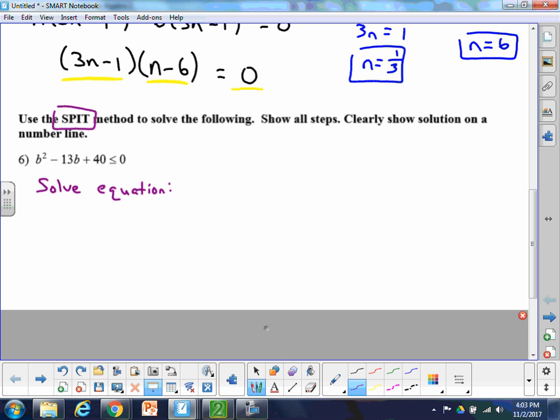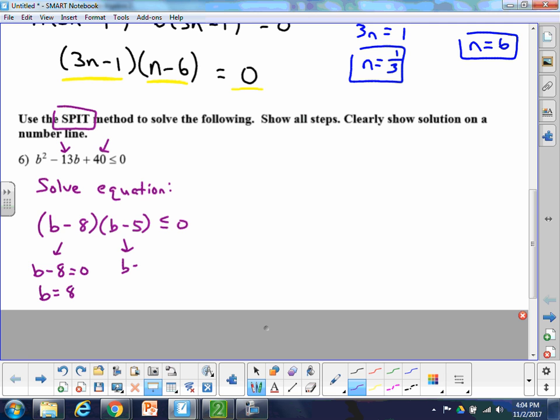I'm going to solve the equation by factoring. Similar to one of the previous problems, I'm looking for factors of 40 that'll add up to negative 13. So it sounds like negative 8 and negative 5. (b minus 8)(b minus 5). I'm writing less than or equal to, even though technically we're solving it as if it were equal to. But what I'm going to be able to do now is actually solve the equation. b minus 8 equals 0. I'll get b equals 8.